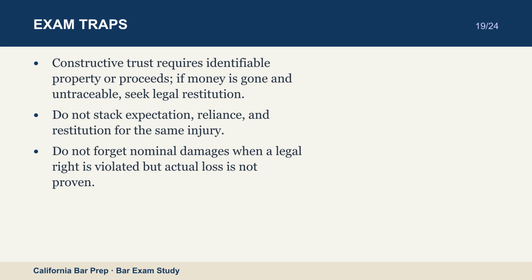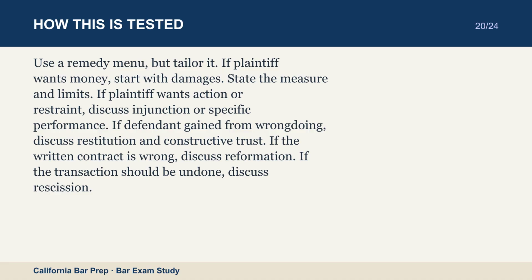Use a remedy menu, but tailor it. If plaintiff wants money, start with damages. State the measure and limits. If plaintiff wants action or restraint, discuss injunction or specific performance. If defendant gained from wrongdoing, discuss restitution and constructive trust. If the written contract is wrong, discuss reformation. If the transaction should be undone, discuss rescission.